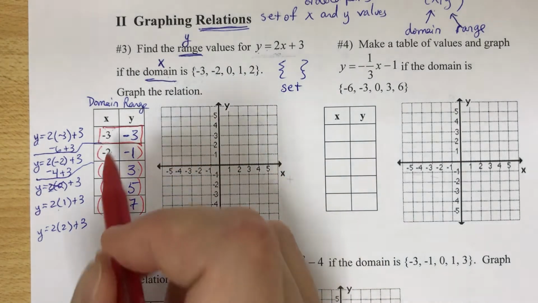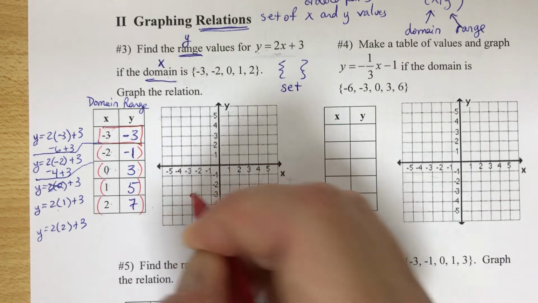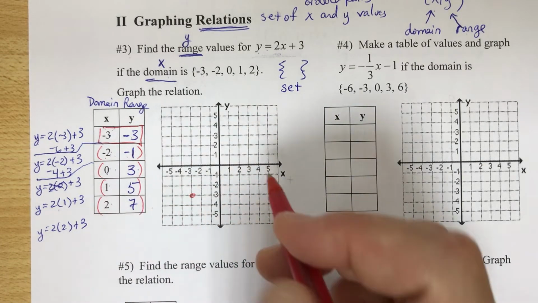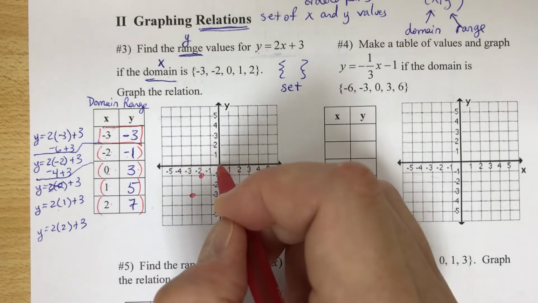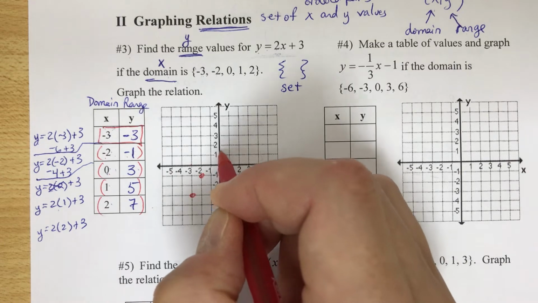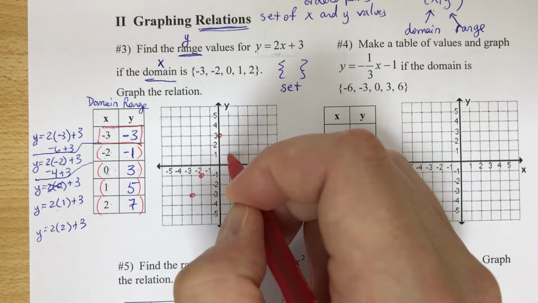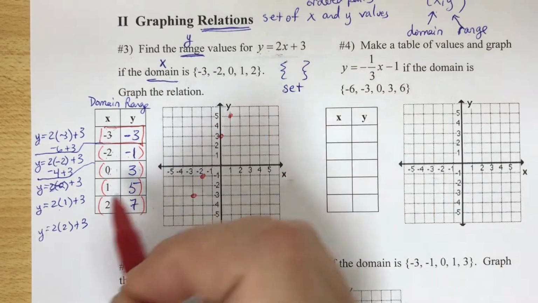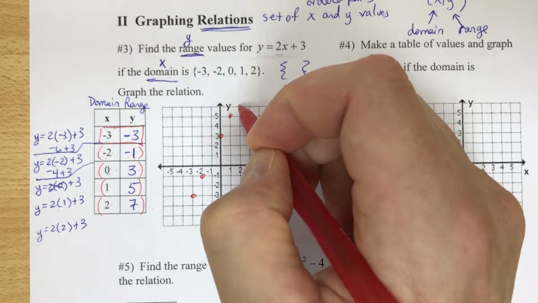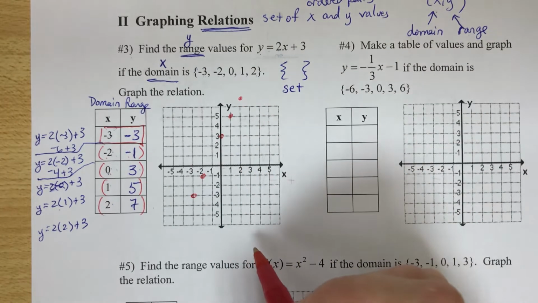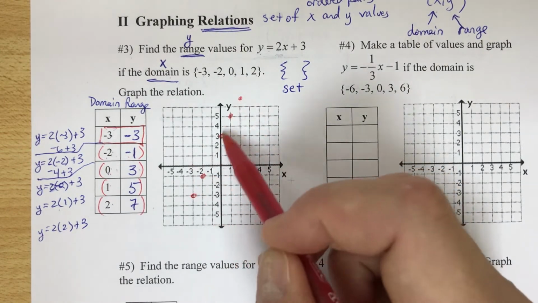And I can plot this. -3, -3 is left 3, down 3. -2, -1 is left 2 and down 1. 0, 3, we don't move left to right, we just go up 3. 1, 5, right 1, up 5. Now 2, 7, we go right 2, up 7, but this gets me 6. I'm going to go up one more place. I'm going to estimate. And notice that this is a relationship. It looks like a line.